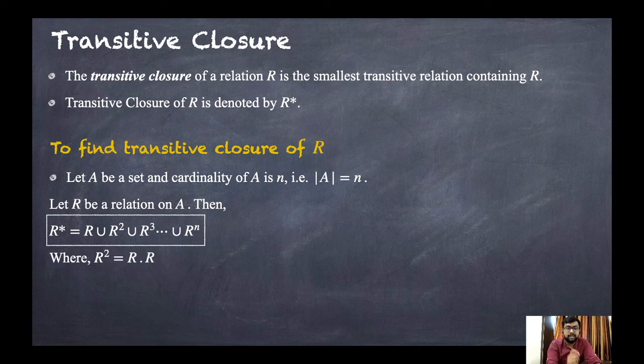Now, R is given in an example. R square is R into R, and what is R into R? That is the composition of relations. We already discussed that in a previous session, and I will link it in the description or in the I button. So R square is R composition R. In the same manner, R cube will be R composition R square, and R raised to 4 will be R composition R cube, and so on.